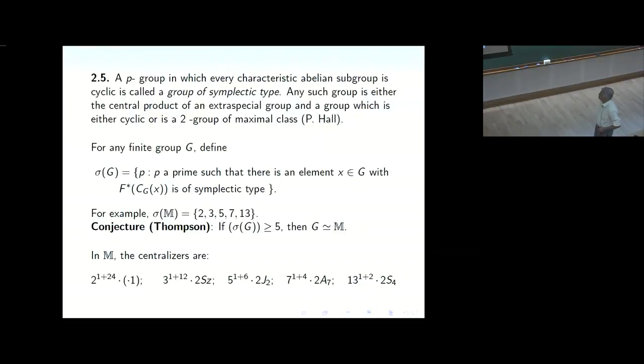This seems to be the largest such set, and there is a conjecture of Thompson which says that if the number of elements in this set is greater than or equal to that of G, then G should necessarily be the monster. In the case of the monster, corresponding to these involutions, you see that the centralizers in G of x have these structures. This is the centralizer of a Conway involution, and these correspond to other primes that exist.